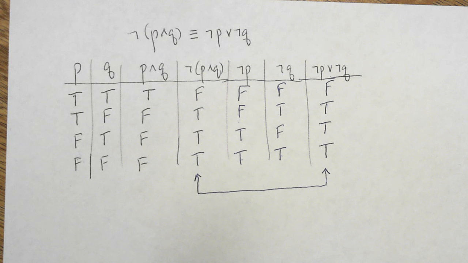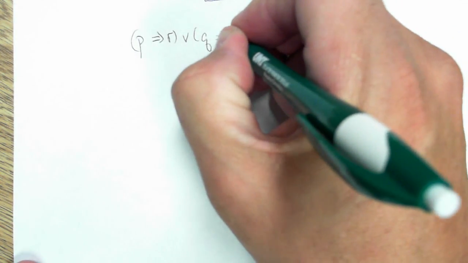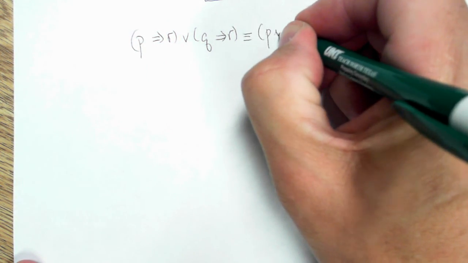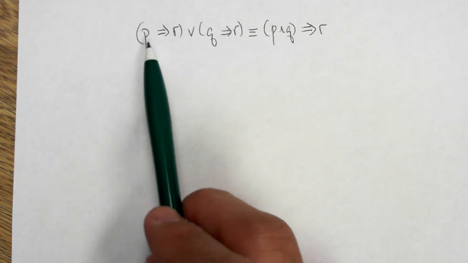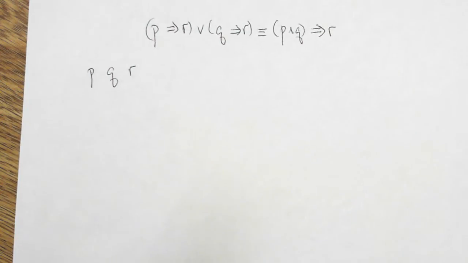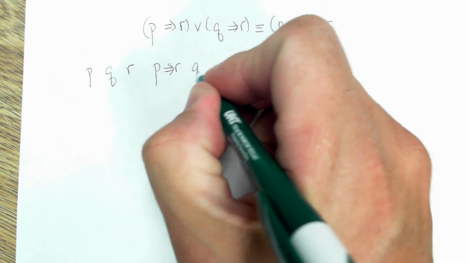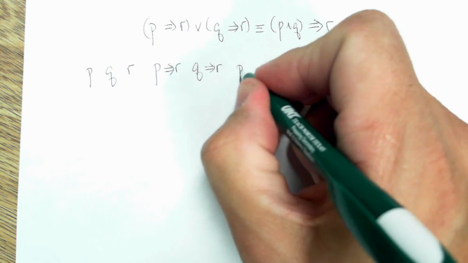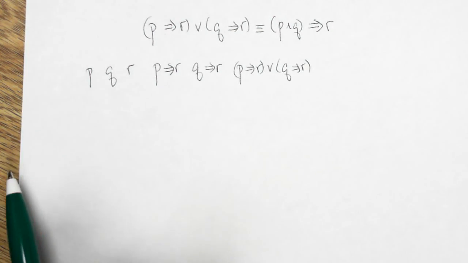Okay, next we will show that, let me write down the statement, that P implies R or Q implies R is logically equivalent to P and Q implies R. Okay, this one involves three propositions, P, Q, and R. And so I'll need to have a truth table with three columns at the start, P, Q, and R. To work on the left-hand side, I'll have P implies R and Q implies R. And then once I get those two things, we'll figure out P implies R or Q implies R. So that'll be the left-hand side.